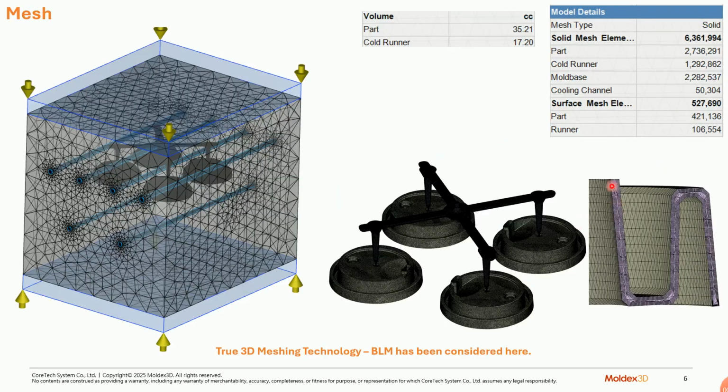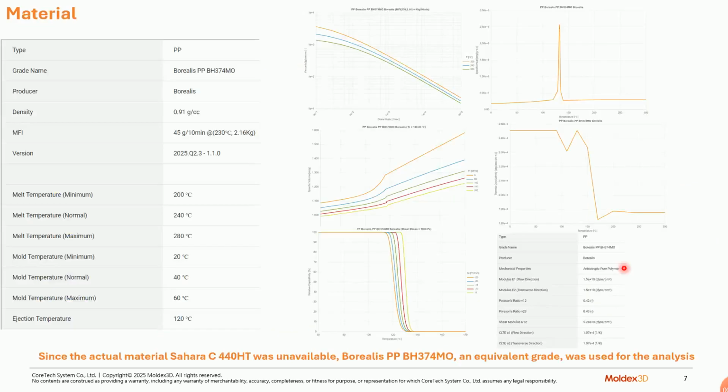And this is the cross-sectional view of the mesh elements in MOLDEX 3D. For all of our simulations we are using 3D meshing technology, especially BLM, bi-layer meshing. Here you can see the combination of prism and tetra elements. This helps us to predict the shear and shear thinning effect in a precise way.